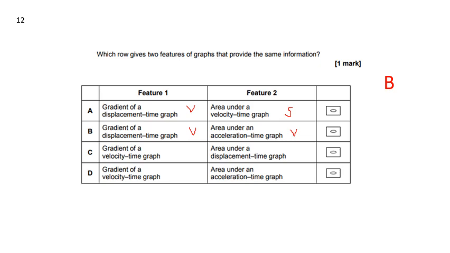If acceleration is dv/dt, then v is the integral of a with respect to time, so it's the area. Gradient of a velocity time graph is acceleration. Area under a displacement time graph is nothing, it doesn't mean anything. Gradient of a velocity time graph is acceleration. Area under an acceleration time graph would be velocity. The answer is B.